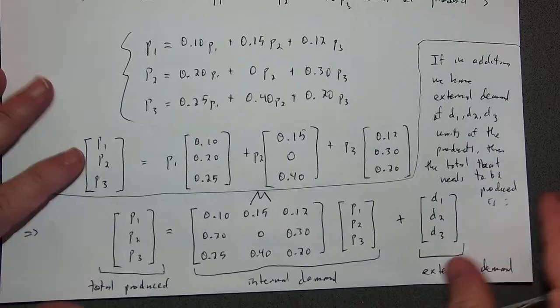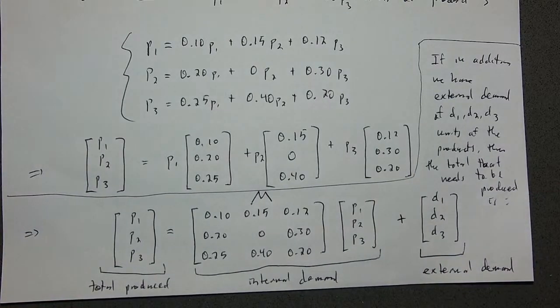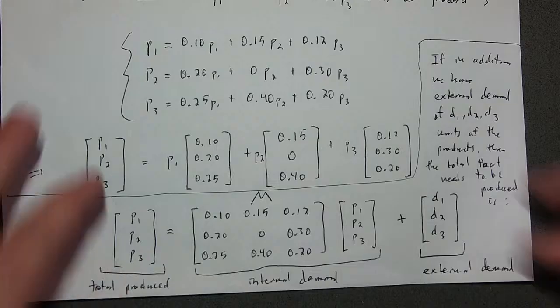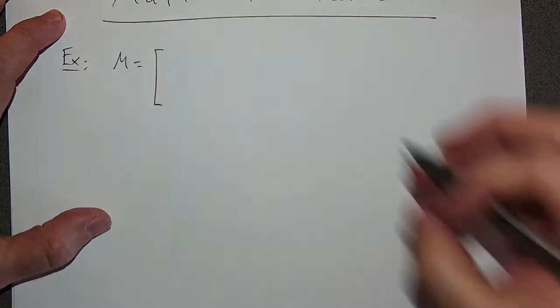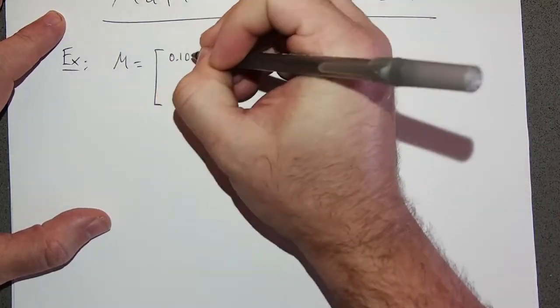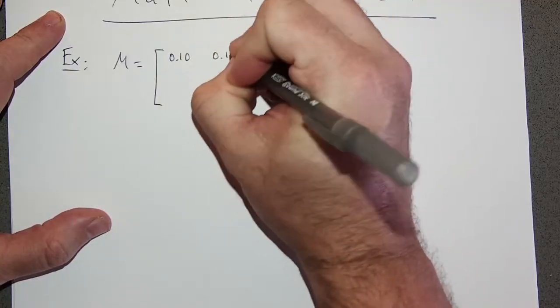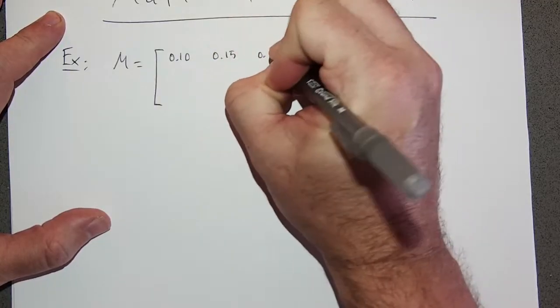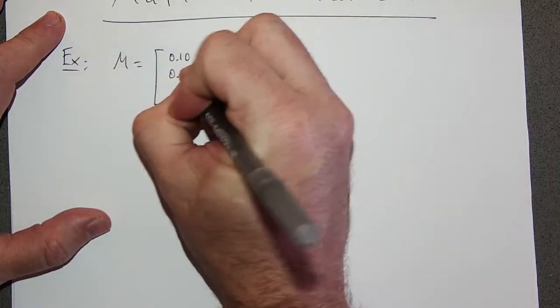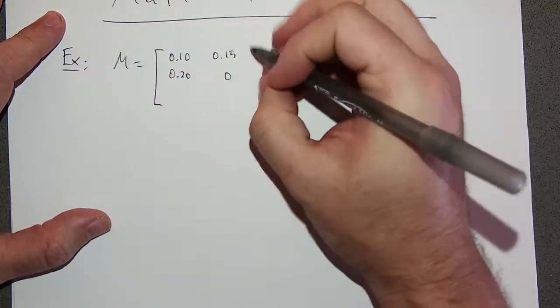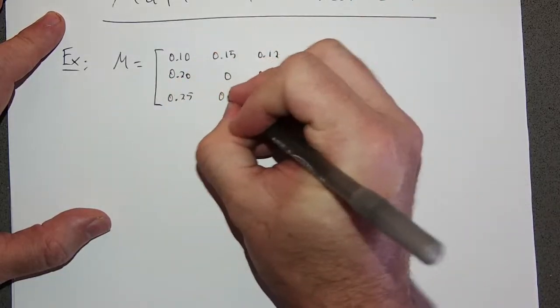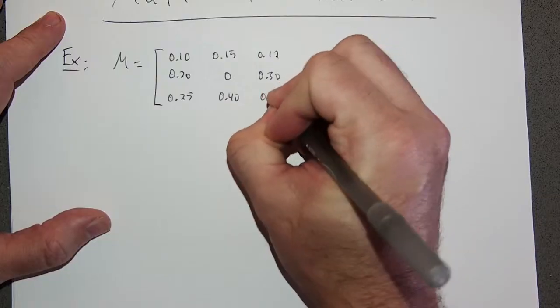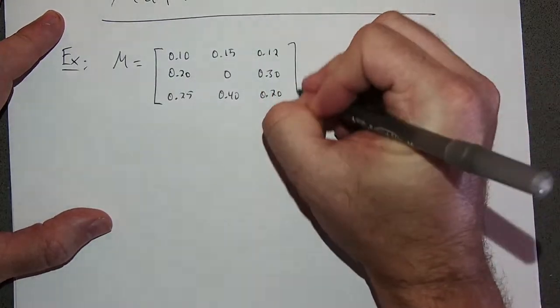Okay. So using this, this is M, the matrix, reading row-wise: 0.1, 0.15, 0.12, 0.2, 0, 0.30, 0.25, 0.40, and 0.20. This is my M.